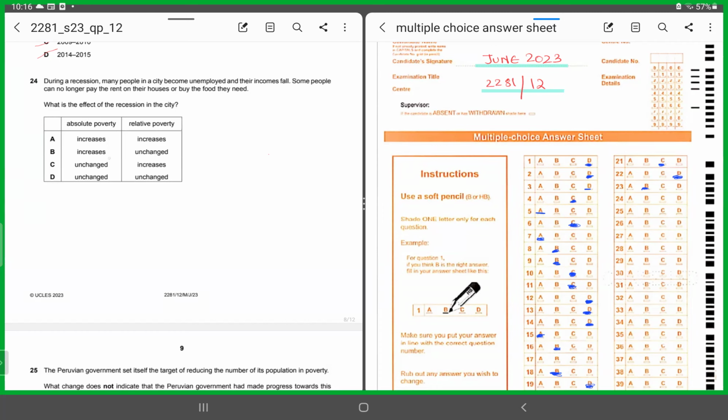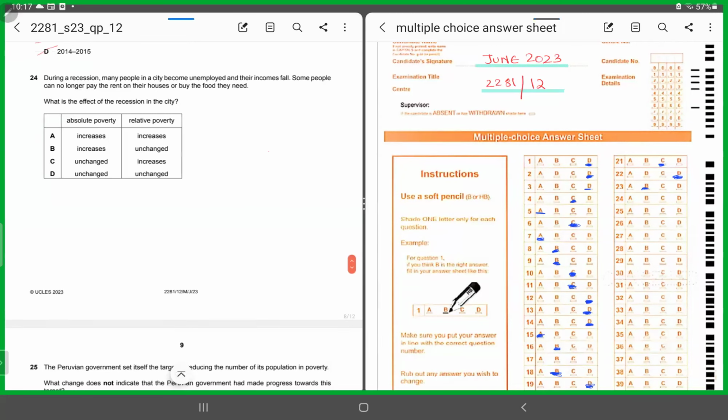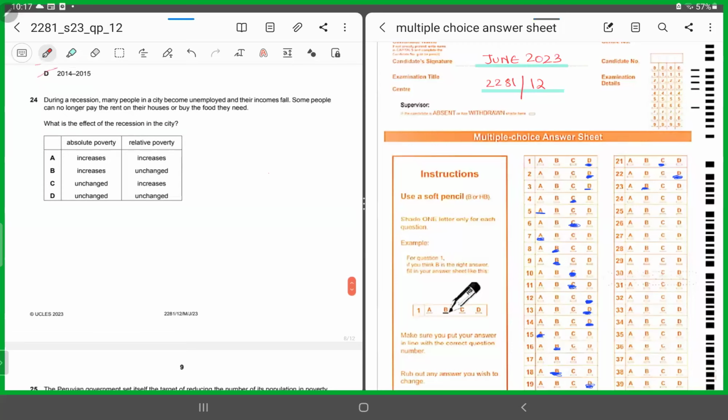The absolute poverty and the relative poverty both should have risen, right? They are not able to buy the basic necessities of life, and obviously there has been an increase in the disparity of incomes as well. The difference in the income level has also risen. It has to be A. 24 has to be A. All right.